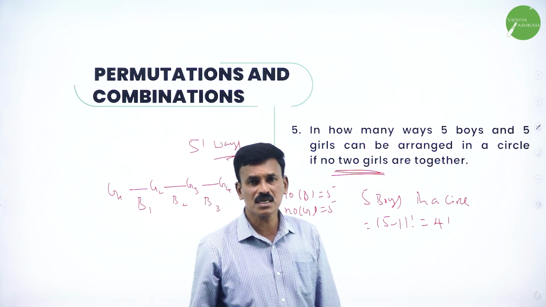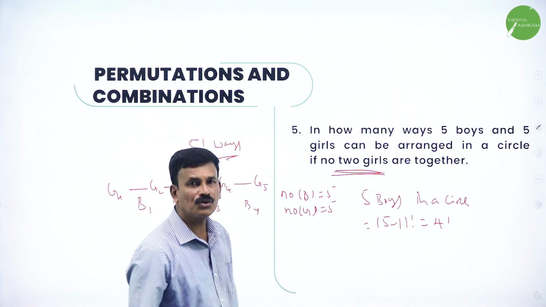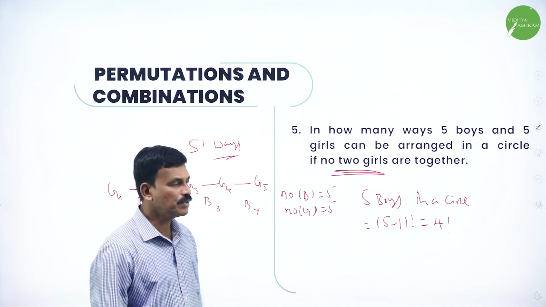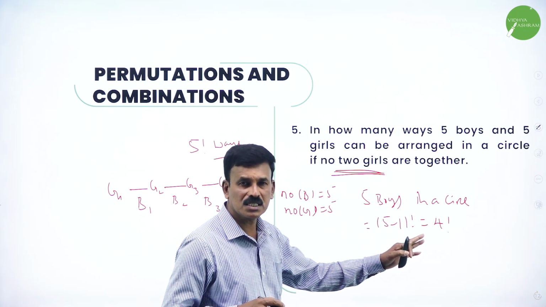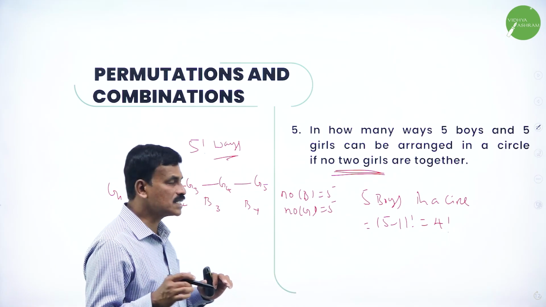If you multiply, what is the answer you are going to get? So, therefore, the required permutation is equal to 4 factorial into 5 factorial. That's it. Okay. Follow. See, very simple. So, 5 boys can be arranged in a circle in 5 minus 1, that is nothing but 4 factorial ways. So, the remaining 5 girls can be arranged.